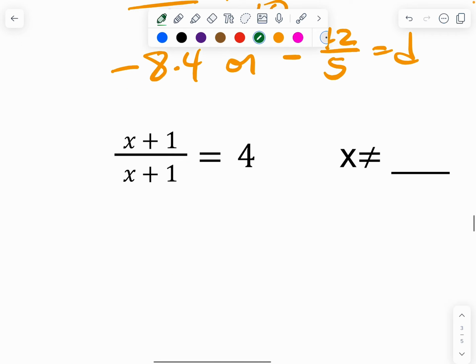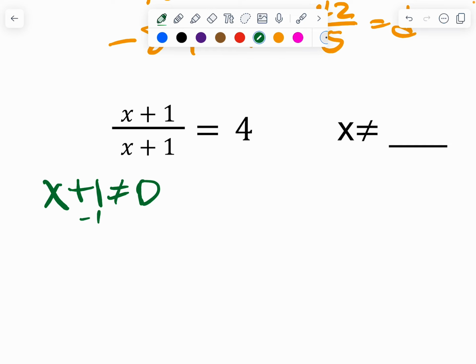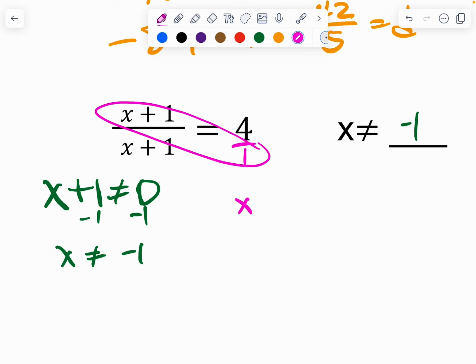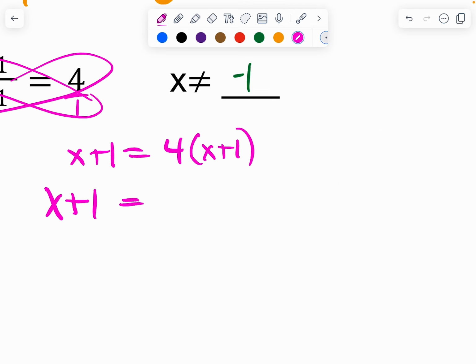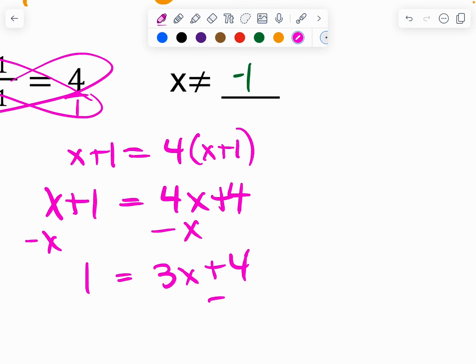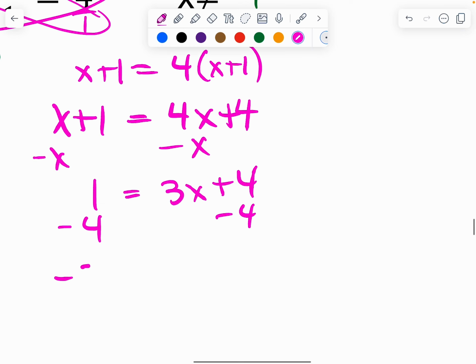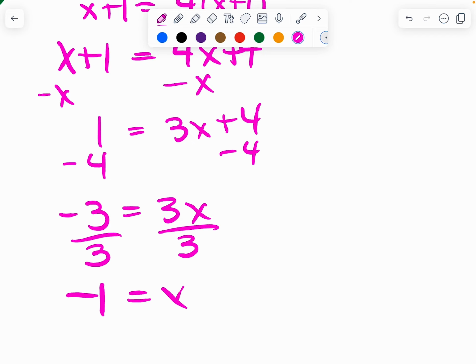Okay, over here, x plus 1 cannot equal 0, so I subtract 1, subtract 1, x cannot equal negative 1. Okay, put this over 1, I multiply this way, x plus 1 equals, multiply this way. Now, I did purposely do it this way. x plus 1 equals 4x plus 4. Subtract x. Get 1 equals 3x plus 4. Subtract 4. Get negative 3 equals 3x. Divide by 3. And get negative 1 equals x.